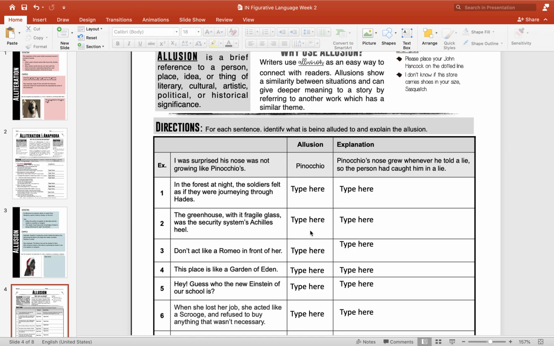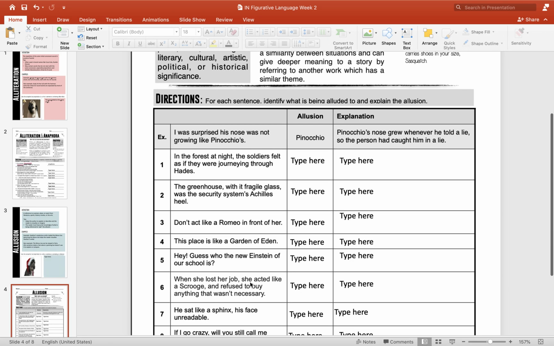You should know all of them. If you don't, and there's a word in there you're not sure about, then I want you to look it up because you should be able to find where the allusions are in these. So let's look at the example.